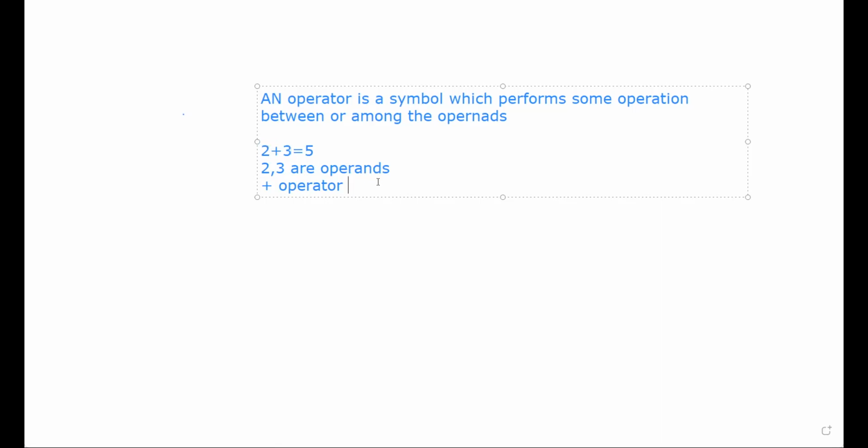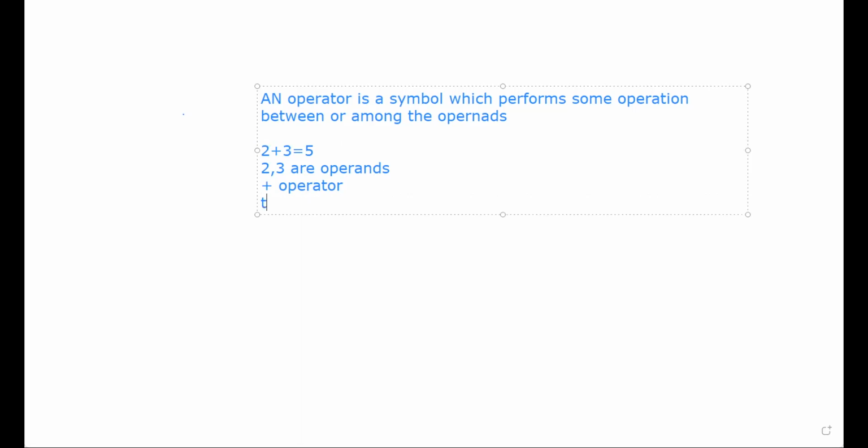And how are we performing this operation? We are performing this operation by using the addition operator, which is a part of the arithmetic operators. So plus is the operator here, and we got the result 5. So this is the basic idea of what an operator is in Python.